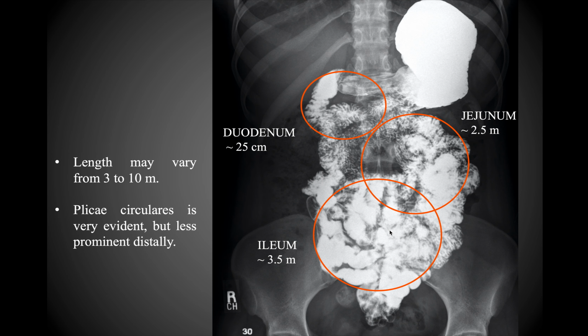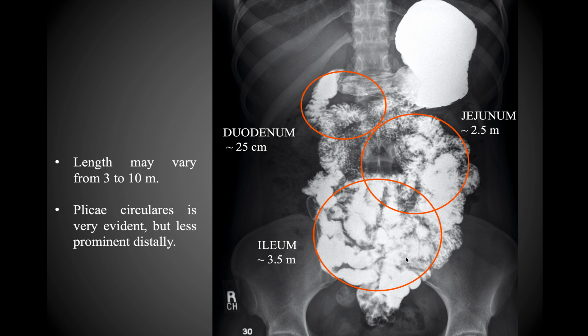The length of the small intestine may vary from about 3 meters all the way up to 10 meters, depending on the age, sex, and individual anatomy of the person being imaged. The duodenum is usually about 25 centimeters in length, so obviously that's by far the shortest of the 3 segments of the small intestine, or small bowel. The jejunum is about 2.5 meters, and the ileum is the longest at about 3.5 meters in an average person.